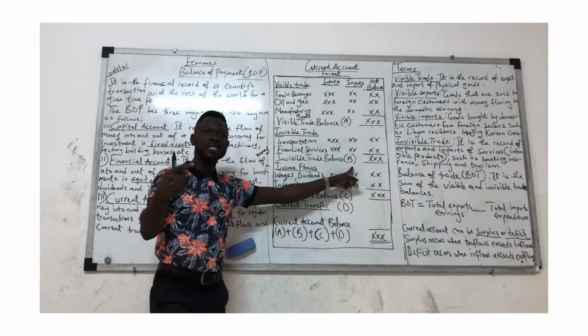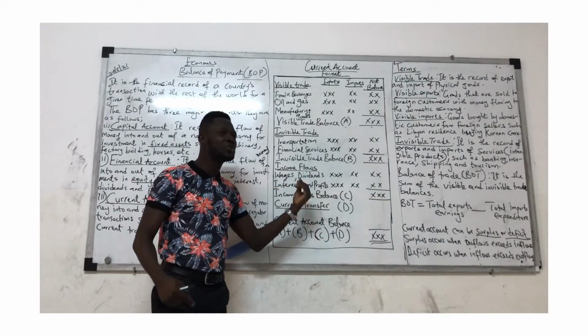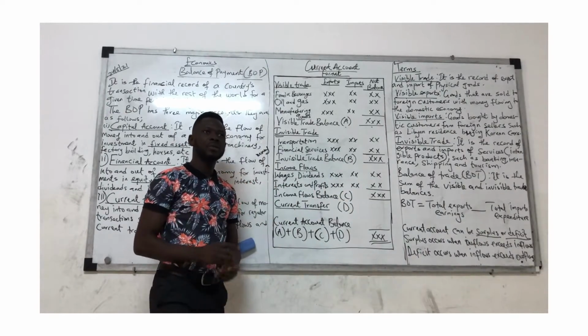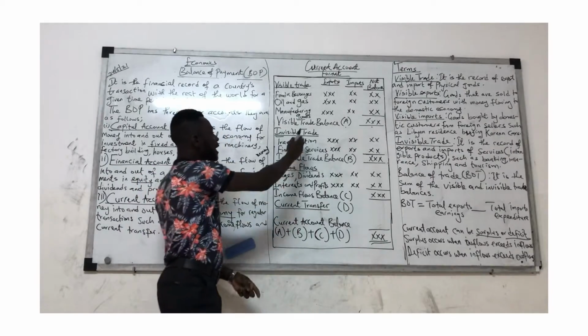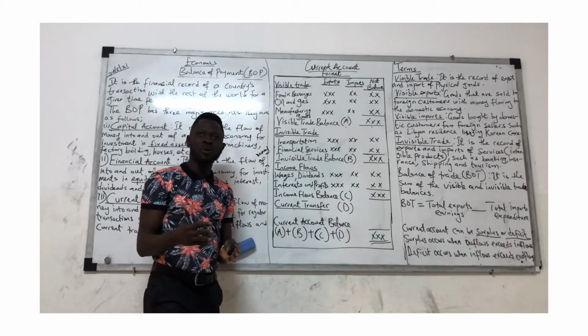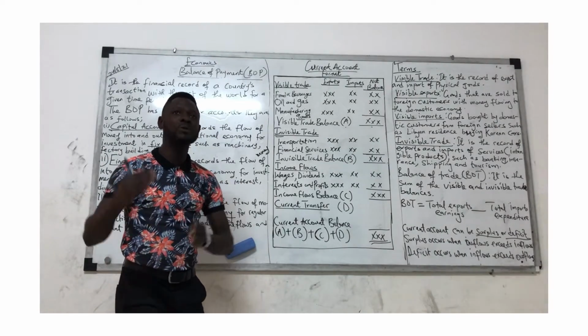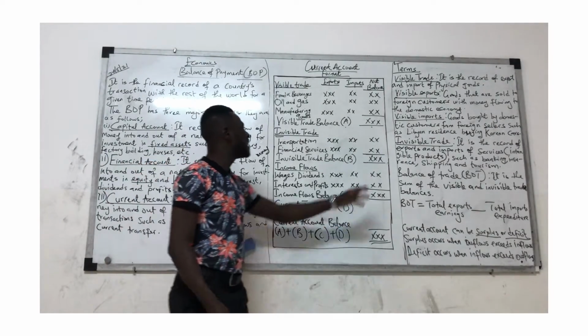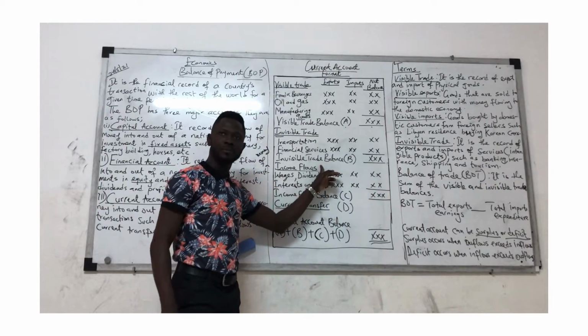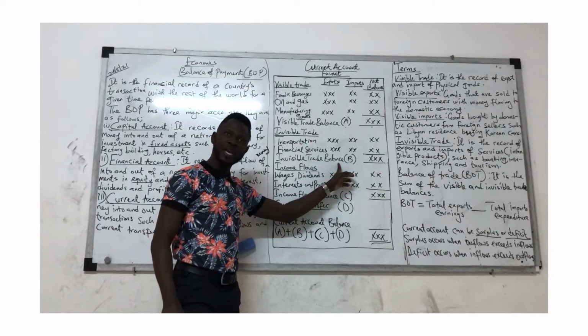Our visible trade balance is represented as A. Our invisible trade balance is represented as B. Do we get the difference here? Yeah. So the record of all exports in terms of invisible trade minus all imports in terms of invisible trade will give us our net balance of invisible trade, which is B. Do we get it? Yeah.